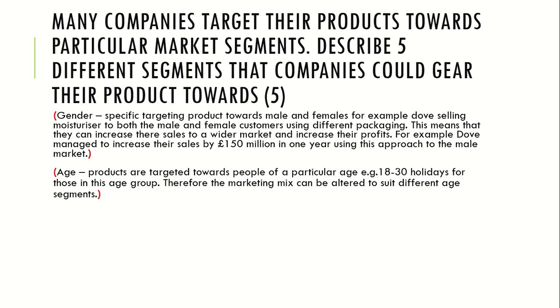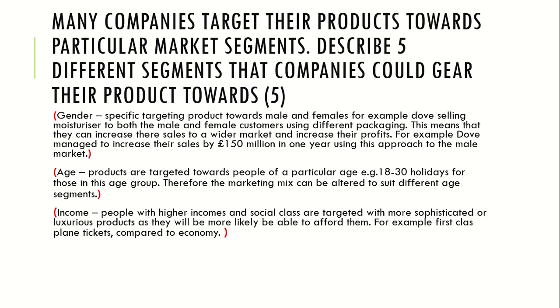Okay, age. Products are targeted towards people of a particular age, for example, 18 to 30, for those in their age group. Therefore, the marketing mix can be altered to suit different ages. Okay, so usually 18 to 30 compared to other products, kind of cheap and nasty, but that's what young people are sometimes looking for. Okay, not always fussed about the quality of the accommodation, for example.